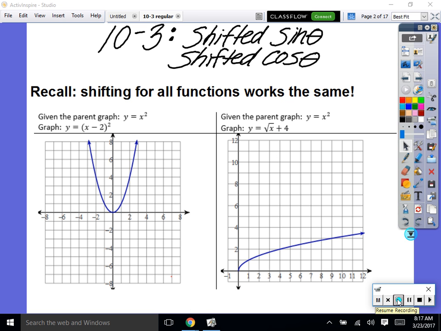In 10-1, we learned how to graph sine. In 10-2, we learned how to graph cosine. And today is our last lesson of the unit. It's going to be taking and shifting those functions, shifting sine and cosine.